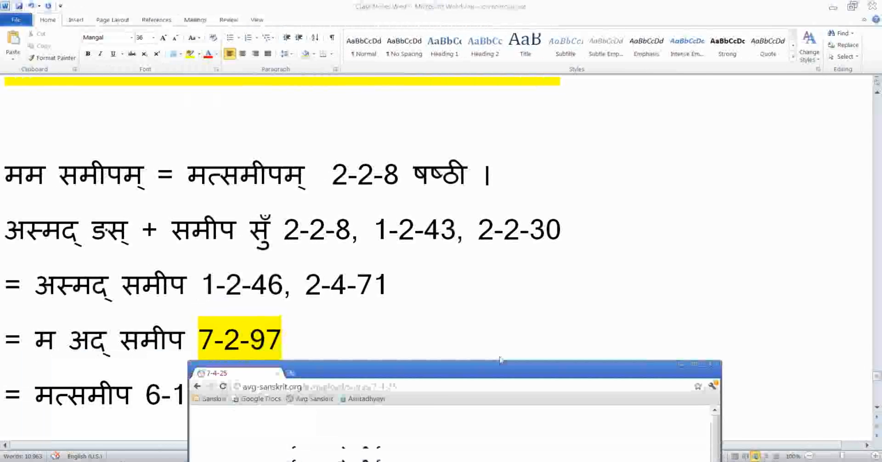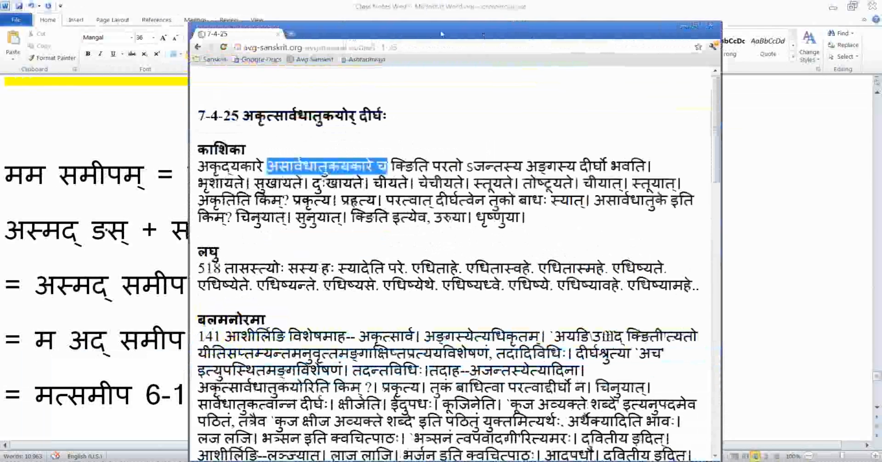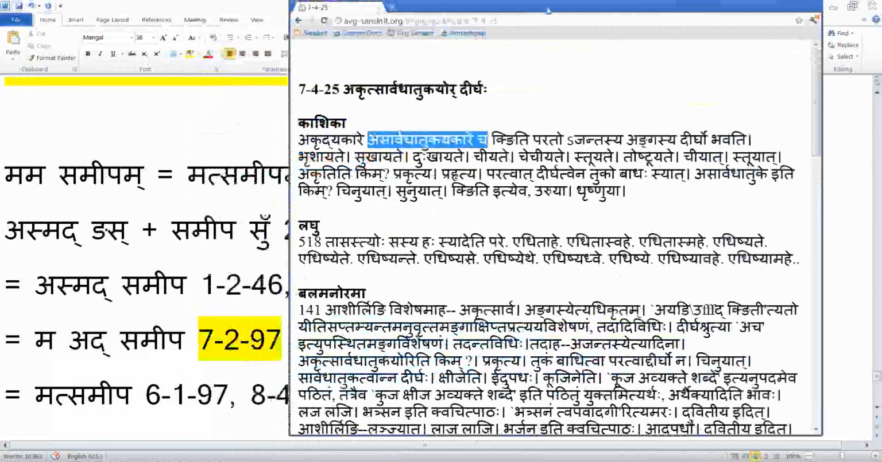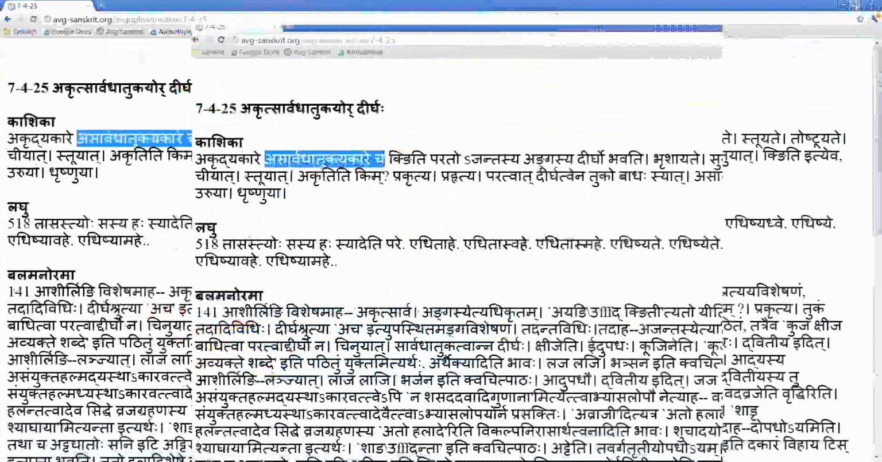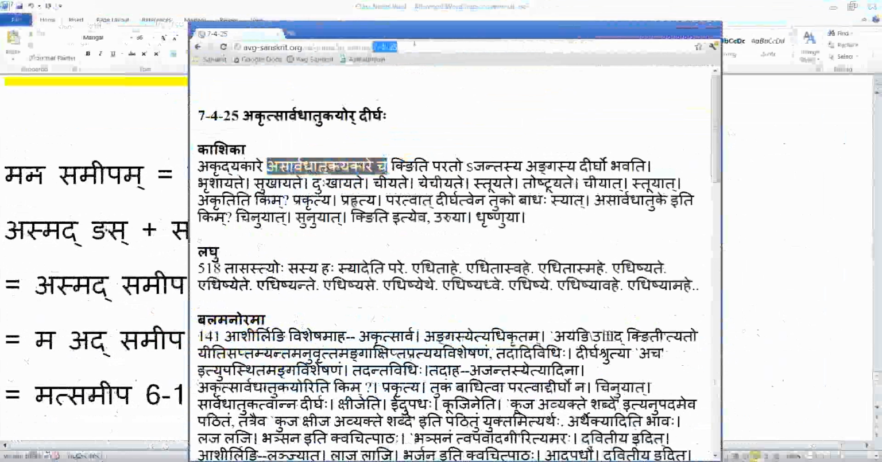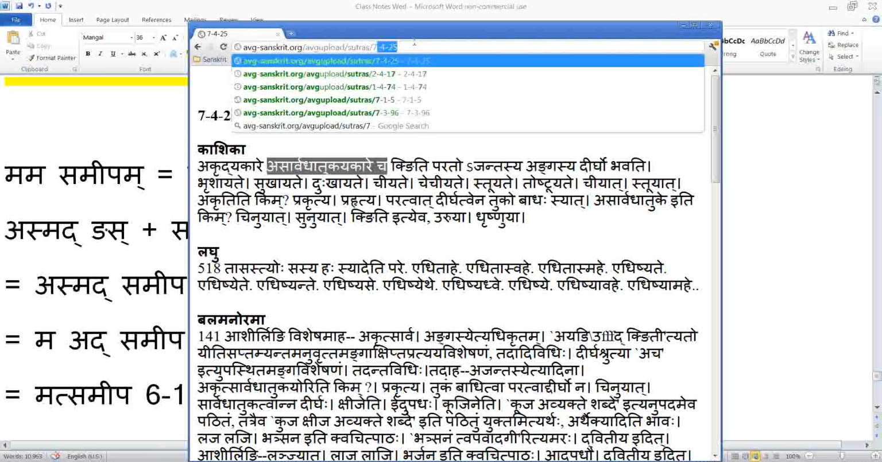So this asmad and yushmad, when they are used in the singular and followed by either a pratyaya or an uttara padam, and in this case we have uttara padam, then they become basically mad and tvat. Manmanavo madbhakto madhyaji man namaskuru. Madbhaktaha, manmanaha, madhyaji comes in the Gita, right? Chapter 9, last shloka. Also chapter 18.